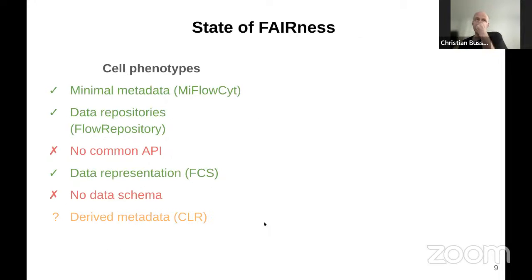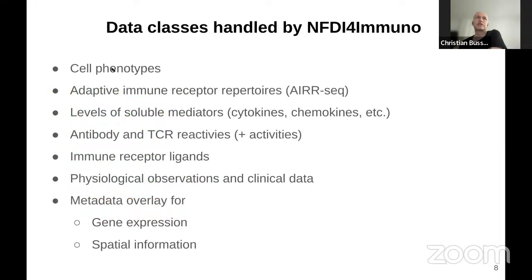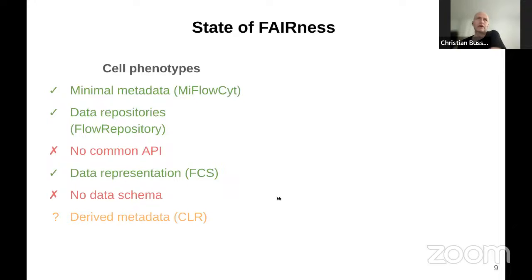Okay, so now let's pick out basically the top two of the previous ones that we had here, the cell phenotypes and the AIRR-seq data. And let's have a look at how FAIR this data already is at the current point. And I assume that looking at the participants list, you don't need an explanation of what FAIR is. So findable, accessible, interoperable, reusable. So these core principles that we're all trying to achieve as a general goal in research data management.